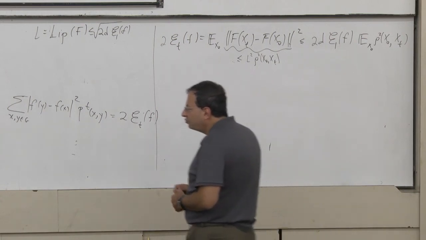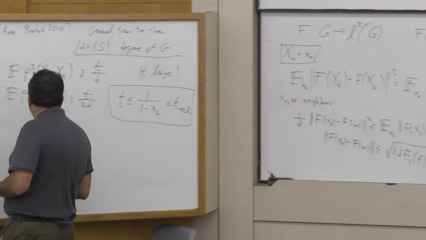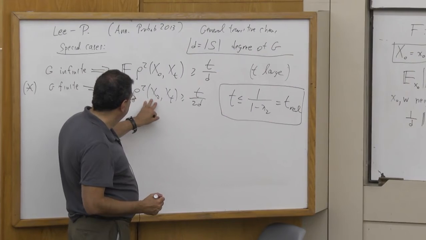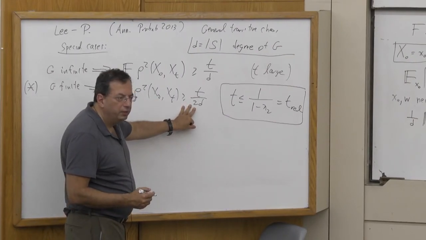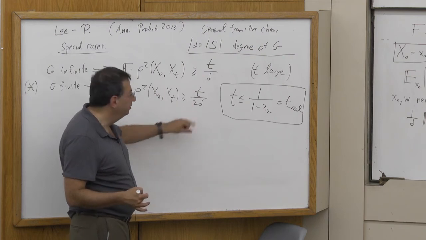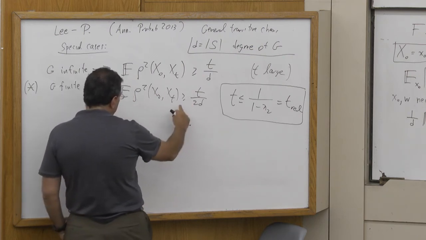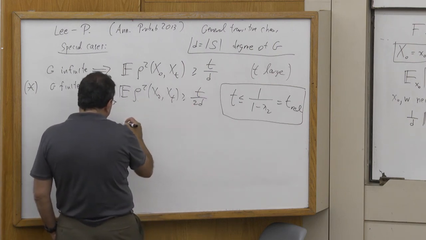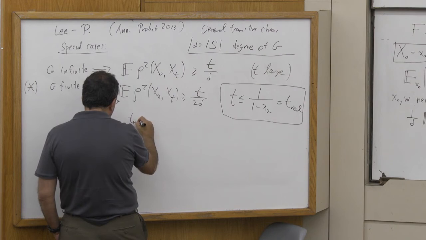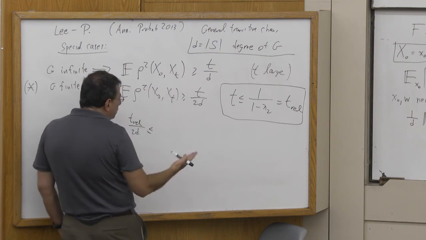Now, let me mention one thing that follows from this star. This is true for all t at most T-rel, but if I specialize to T-rel itself, I'm going to get an inequality that was already known. So take T, which is T-rel. So T-rel over 2D is bounded by this. And what can I say about this?